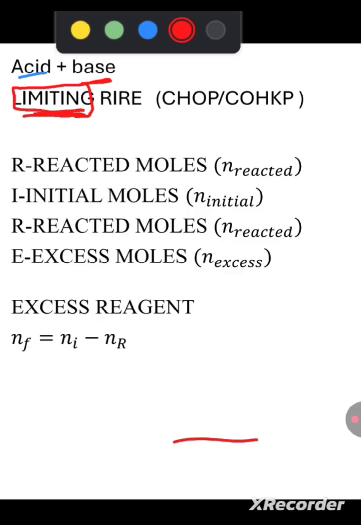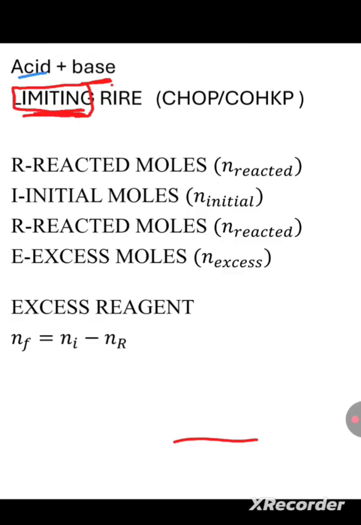Now for the excess reactant, you need to know the following information. You need to know the number of moles that reacted, the initial number of moles, and then the excess number of moles. The aim of doing this is so that you can find the number of moles in excess, so that this number of moles in excess will determine the pH of the solution.